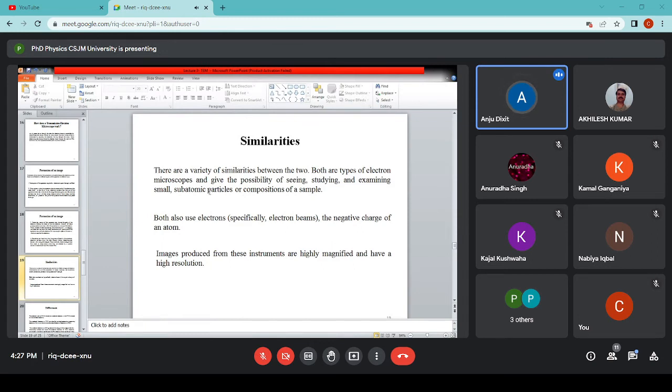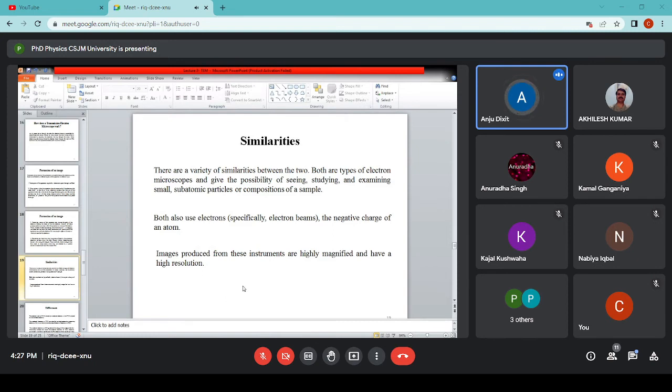So both are types of electron microscope and give the possibility of seeing, studying and examining small subatomic particles or compositions of a sample. दोनों टेक्निक की हेल्प से हम देख सकते हैं, स्टडी कर सकते हैं सब एटॉमिक पार्टिकल्स को, उनके कॉम्पोजिशंस को. तो ये बहुत ही इम्पोर्टेंट है कि इनसे हम सब एटॉमिक पार्टिकल्स के बारे में जान सकते हैं. Both also use electron, specifically electron beams, the negative charge of an atom. So images produced from these instruments are highly magnified and have a high resolution.